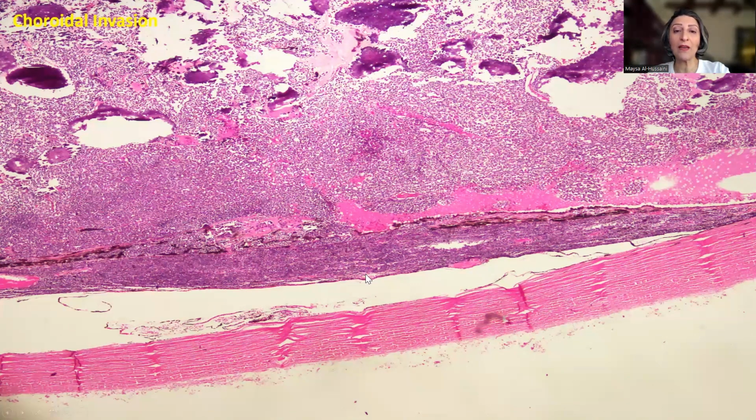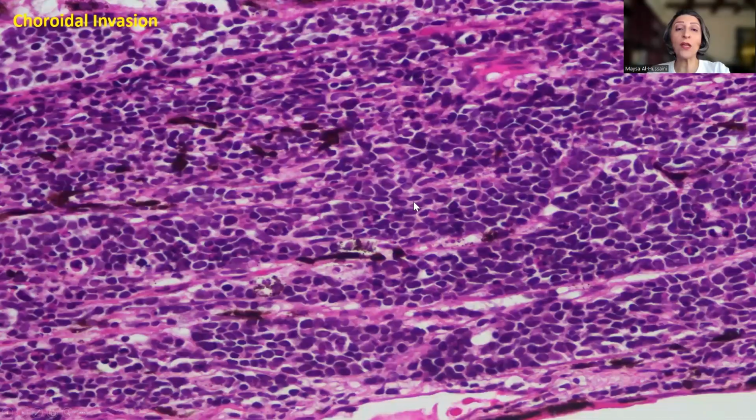This is high power magnification, just to show you that the tumor cells would be intermingling with melanocytes and melanin pigments within the choroid, and this is how we ensure that there is choroidal invasion. If the invasion is less than 3 millimeters, this is considered to be focal choroidal invasion. Still, it affects the stage, but the significance and the outcome is not as dismal as with massive choroidal invasion.